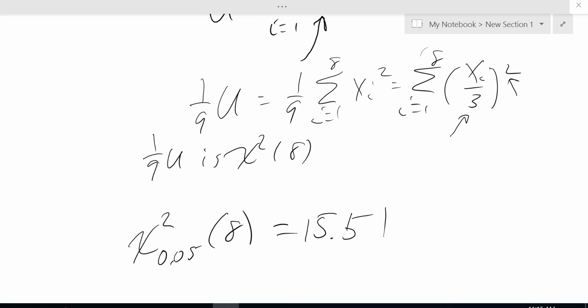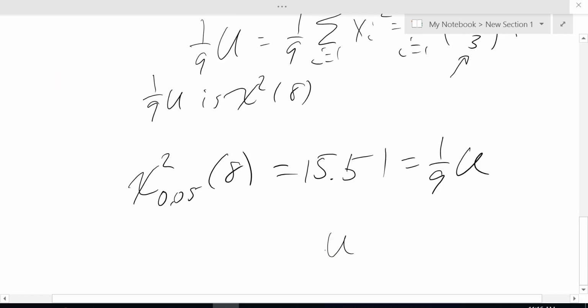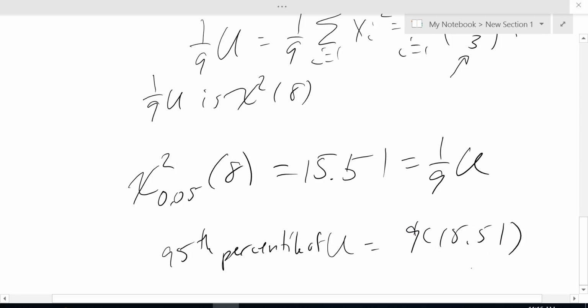Well, the chi-squared random variable that we have with 8 degrees of freedom is the 1/9 u. So to figure out the 95th percentile for u, what do I need to do? Yeah, just multiply by 9, exactly. So the 95th percentile of u is 9 times the 15.51, whatever that number is. Does that make sense?